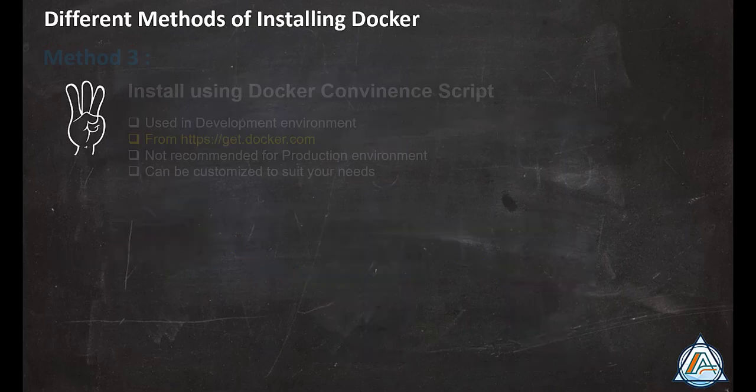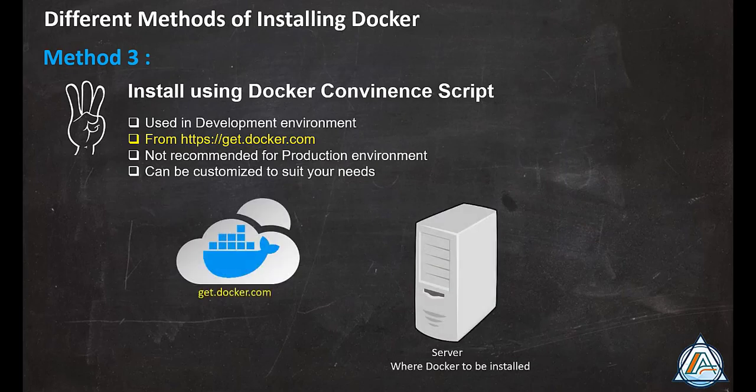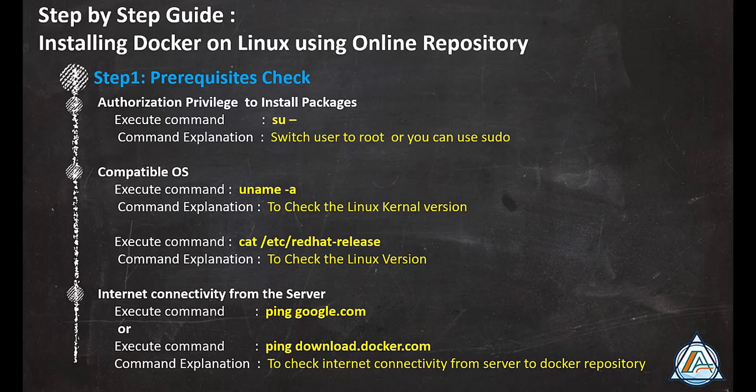The third method is using the Docker convenience script. This is mostly used in the development environment and is not recommended for the production one. However, you can customize it to suit your needs. You then download the convenience script from the Docker site and you can run it as is on the server where we intend to install Docker.